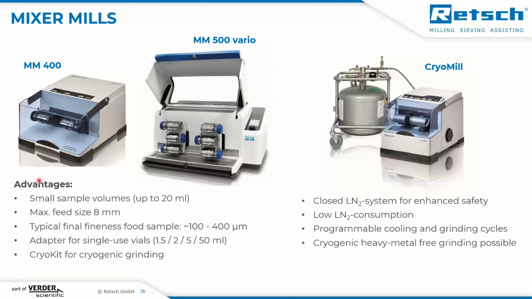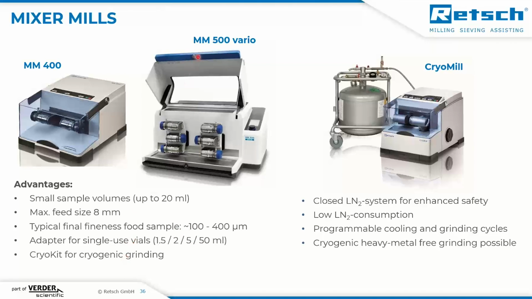Here we are talking about sample volumes up to 20 milliliter in each grinding jar. We have a maximum feed size of up to 8 millimeter, and typical fineness for food samples is around 100 to 400 microns. You can also use single-use vials in different volumes, up to 50 milliliter in the case of the MM400 and up to 5 milliliter in the case of the MM500 Vario. And also we can work cryogenically with a cryo kit.